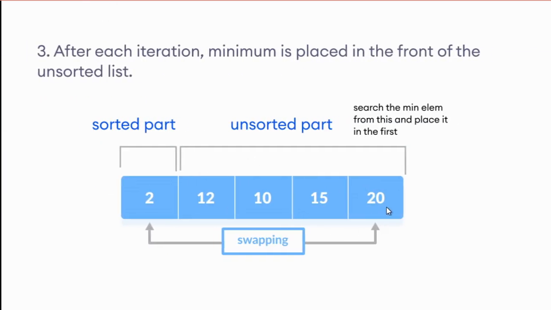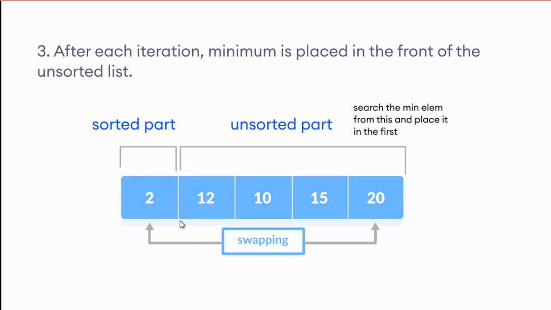What we have to do with the min element? As I told you, we have to swap the min element with the first position of unsorted part. So I have swapped 2 and 20. So as 2 is in its right position, I have to consider the first element as sorted part and the remaining elements as unsorted part.